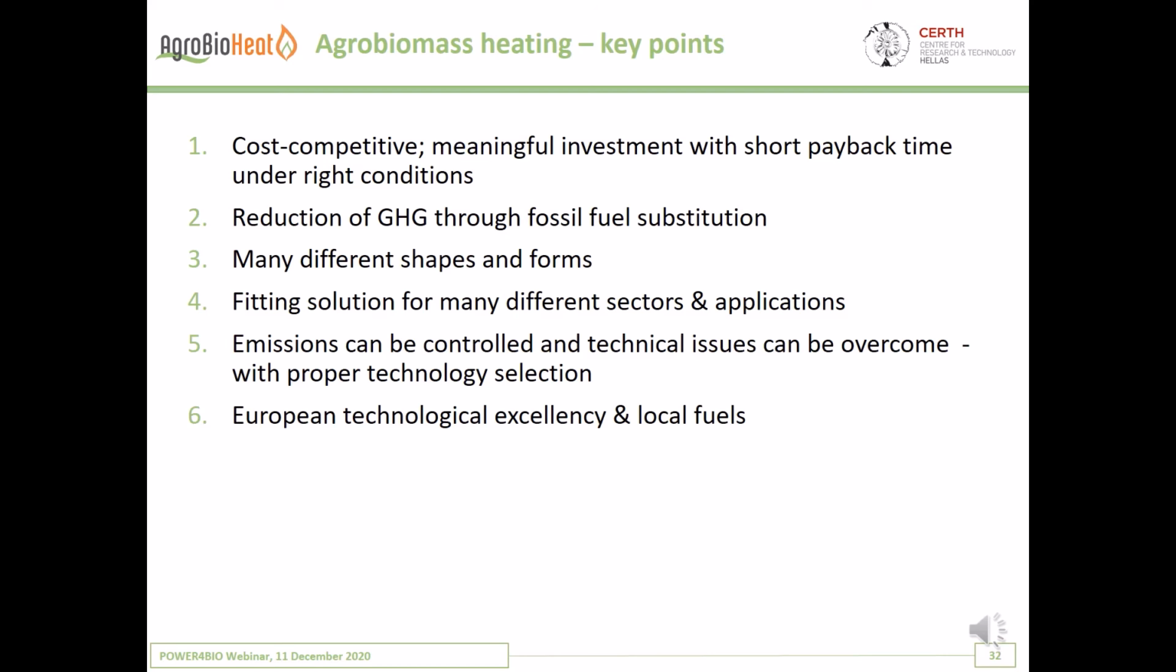The emissions of agrobiomass can be controlled. It's easier to do that on a larger scale, but it can also be done more and more so even on a smaller scale, and most of the technical issues can be overcome as long as you properly select the technology for that. And the final point is that agrobiomass heating can be a very European thing. We have the technological excellence and we have the local fuels that can be used to deploy solutions in the local setting.